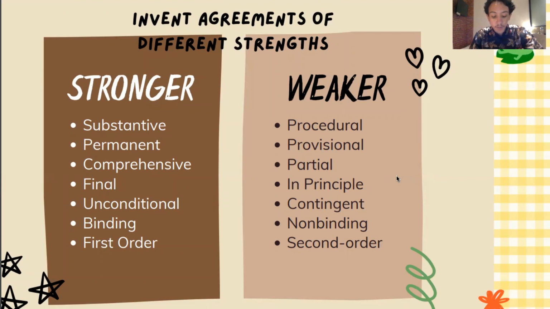These adjectives below suggest the potential agreements of different strengths. So a stronger version of an agreement would be substantive, permanent, comprehensive, final, unconditional, binding, and first order. And a weaker version of the agreement would be procedural, provisional, partial, in principle, contingent, non-binding, and second order.